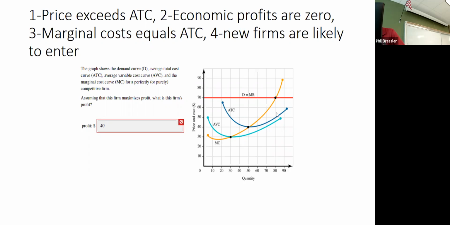Let's look. 1, price exceeds ATC. D equals MR. That's the price. It's greater than the ATC. True. Economic profits are 0? No, price is greater than ATC. We're making profit. That's not true. Marginal cost equals ATC? No, the marginal cost is crossing the MR at the profit maximizer. That is above ATC. And because you're making profit, new firms will enter.